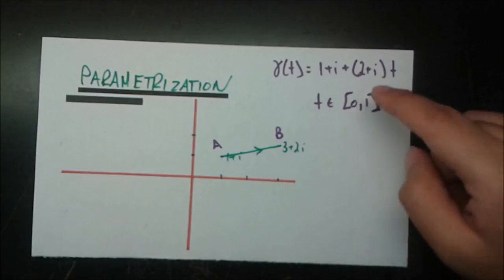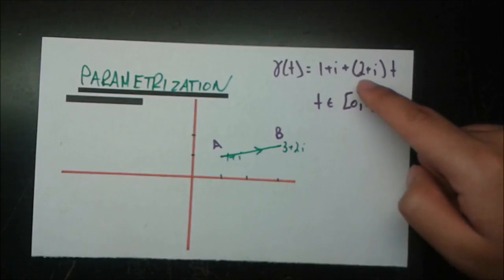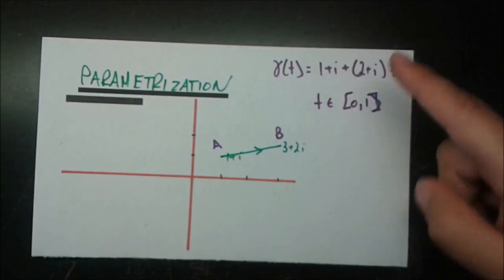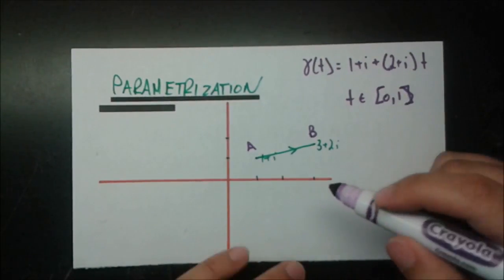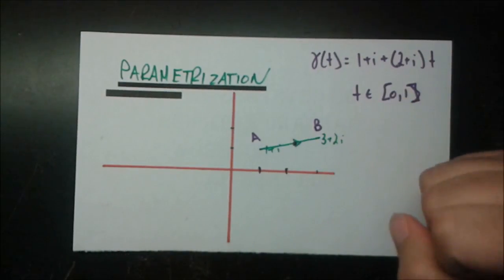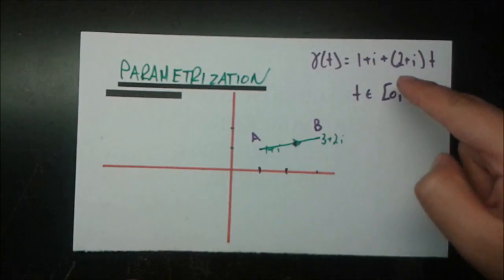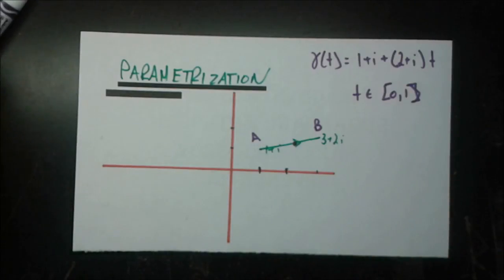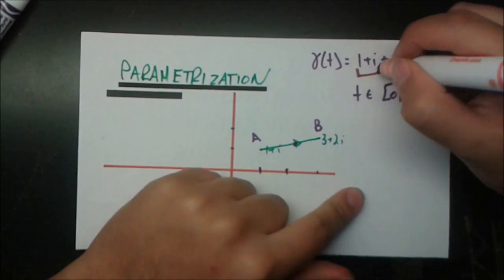If I plug something like 1/2 into here, I get 2 plus 1.5i. And is that right in the middle of our path? It turns out that that is the point right in the middle of our path. So this seems to be correct, and indeed it is. So how did I do this? Well, you might notice that this 1 plus i is the starting point.